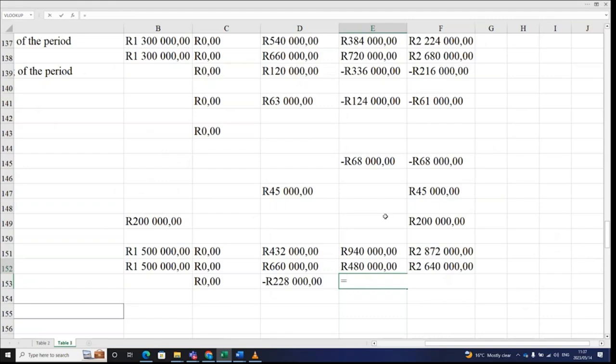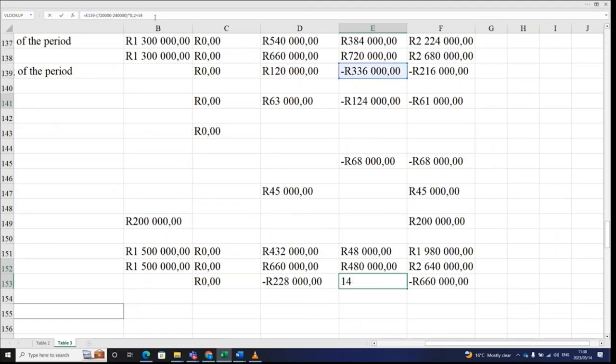So maybe at a starting point, say at 336, which is the opening accumulated depreciation. And then I just want to copy this formula here for the remaining assets so that we see the depreciation of the remaining assets. That gets us to 432,000 Rand. Let's just get my signs right there.